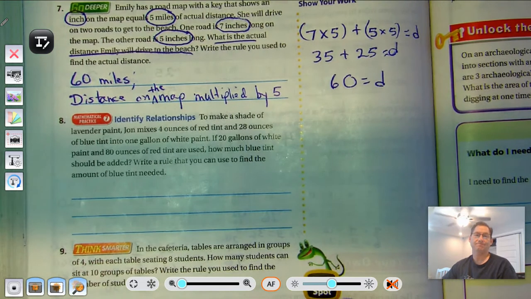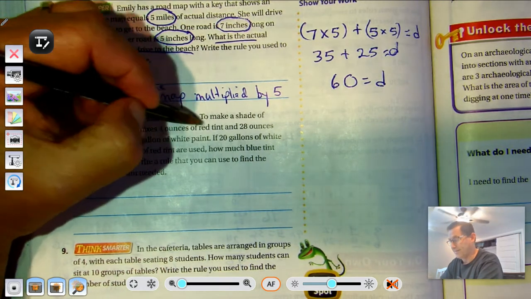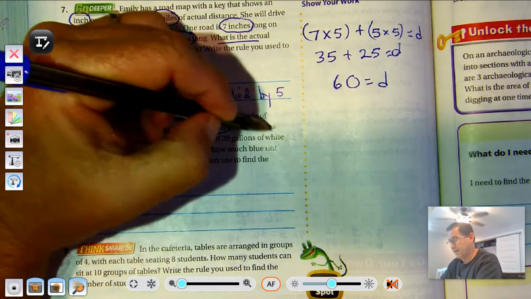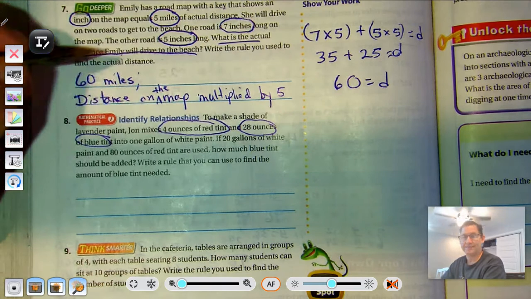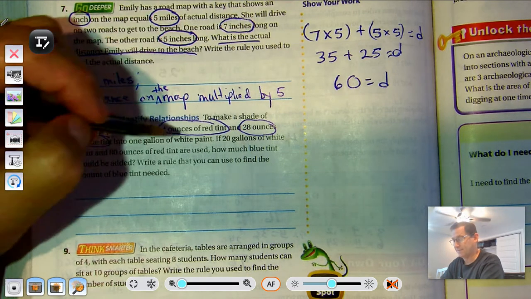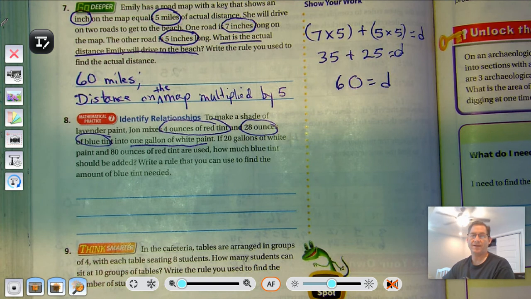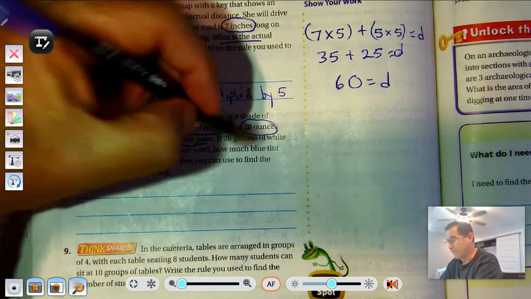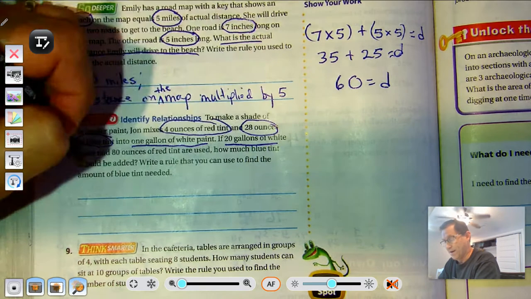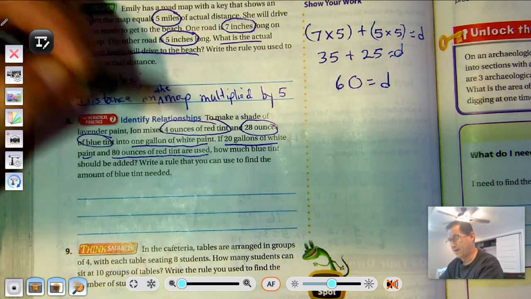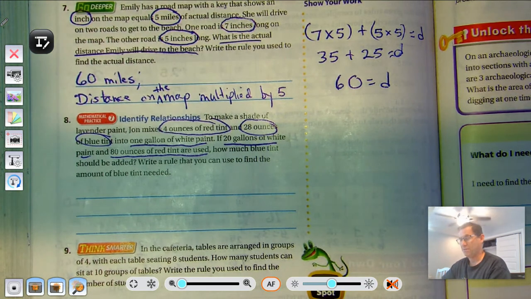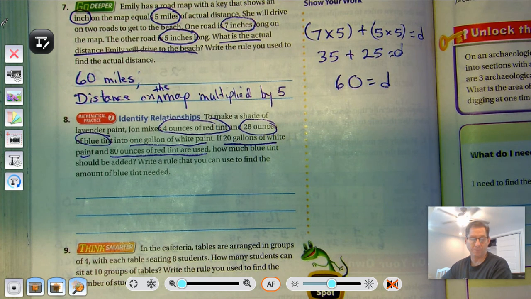All right, number 8. To make a shade of lavender paint, John mixes 4 ounces of red tint and 28 ounces of blue tint into 1 gallon of white paint. All right, so for every 1 gallon of paint, it takes 4 ounces of red and 28 ounces of blue to make lavender. If 20 gallons of white paint and 80 ounces of red tint are used, how much blue tint should be added? Write a rule that you can use to solve this problem.